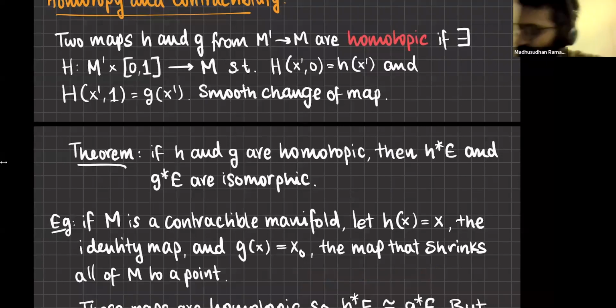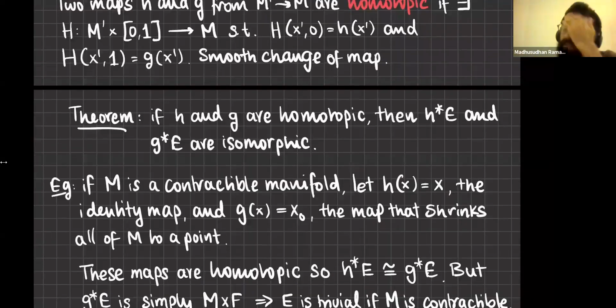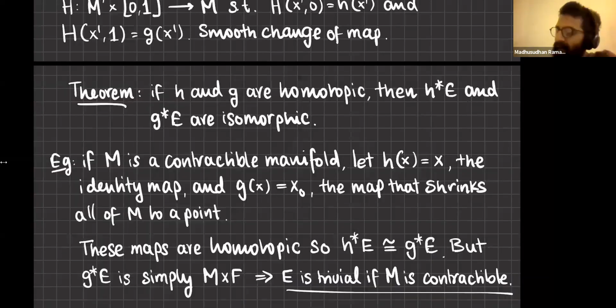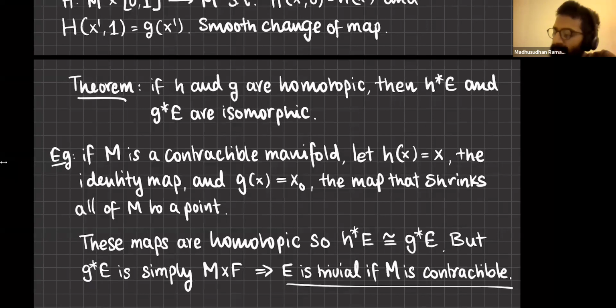Okay. So the statement that a manifold is contractible is sufficient to ensure the existence of such a function, right? And since these maps are homotopic, that means that H star of E is isomorphic to G star of E, right? By this theorem. Okay. But G star of E over here is simply M times F. And so what we've shown is that E is trivial if M is contractible, which is something that we saw last time, right? We mentioned it last time. We're seeing how we show it.